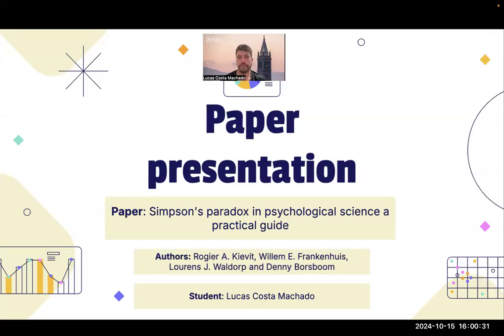Good morning, everyone. My name is Lucas Costa, and I'm going to present about the paper Simpson's Paradox in Psychological Science, a Practical Guide for the class of Causal Inference. This article has four authors, as you can see here in the first page.